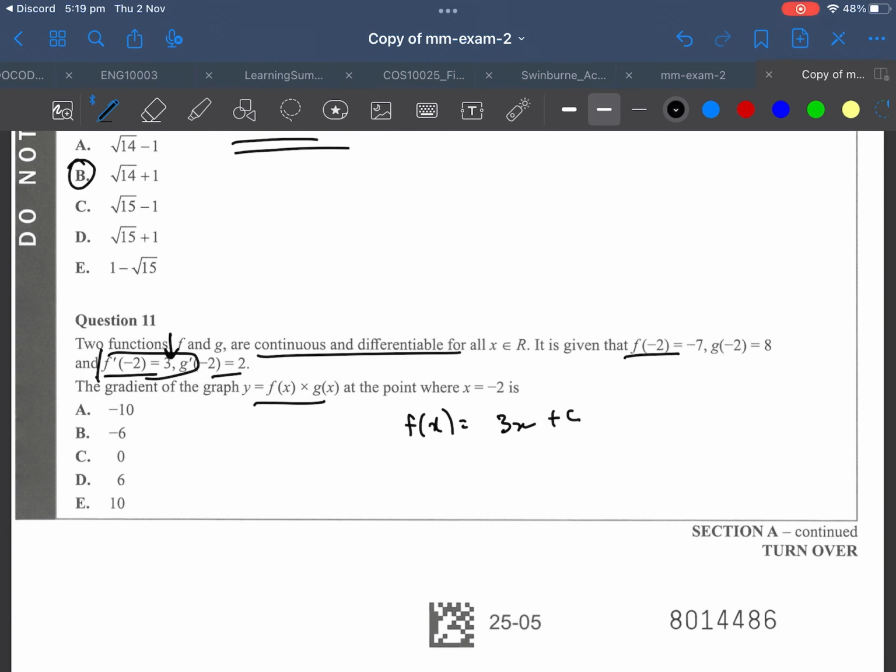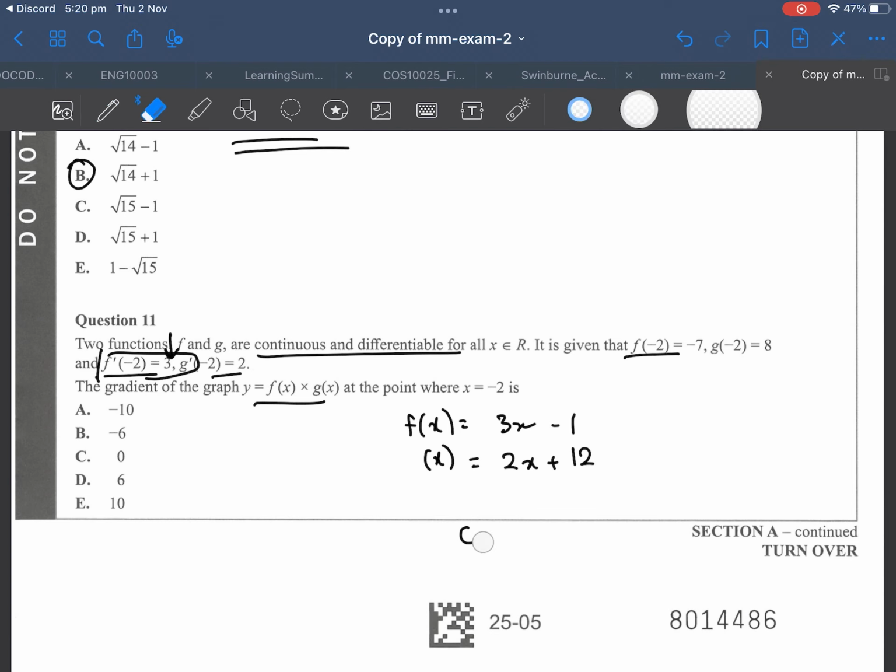Plus c. So we can say that -7 equals -6 plus c, implying that c is going to be -1. So our f of x is going to be 3x minus 1, and g of x is going to be 2x plus something. So we know that 8 equals -4 plus c, so c is going to be 12, meaning our g of x is going to be 2x plus 12. Okay, so now we can define these two in CAS and find the derivative at x equals -2.